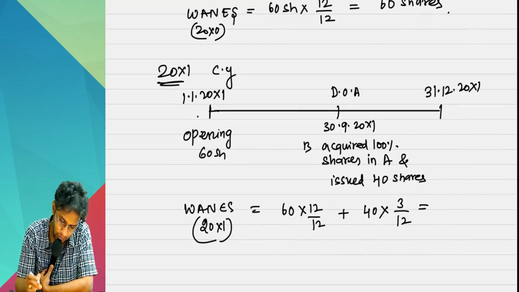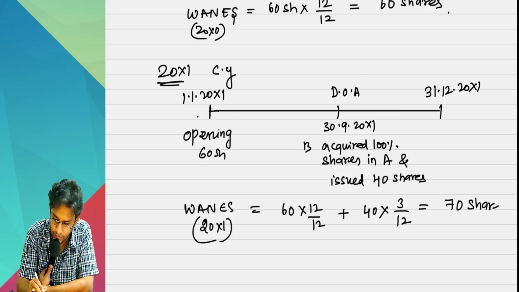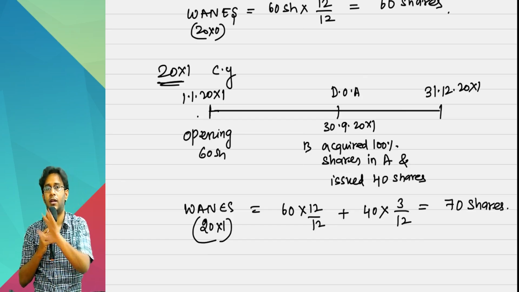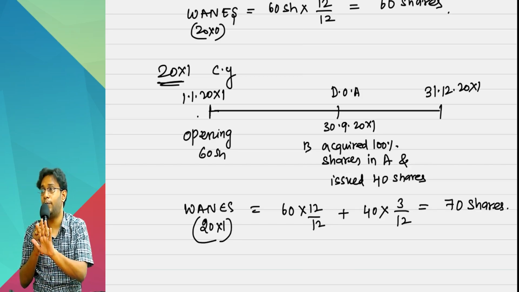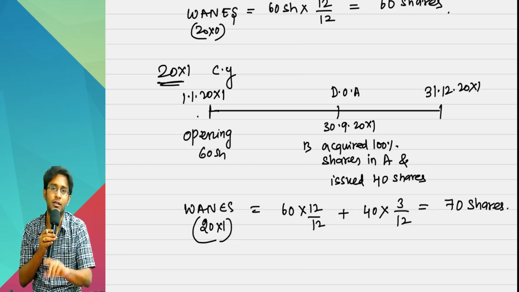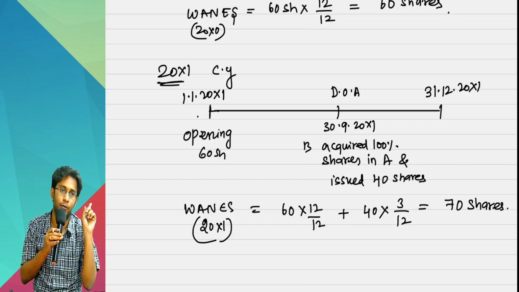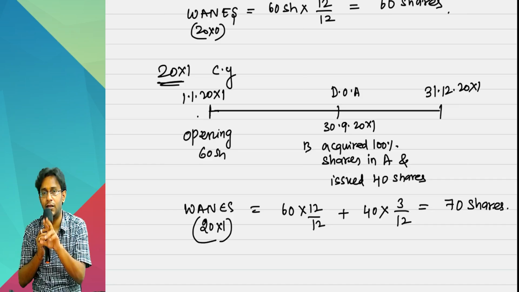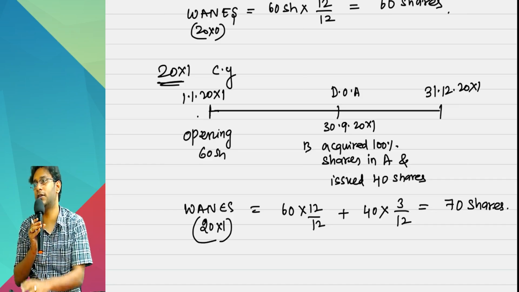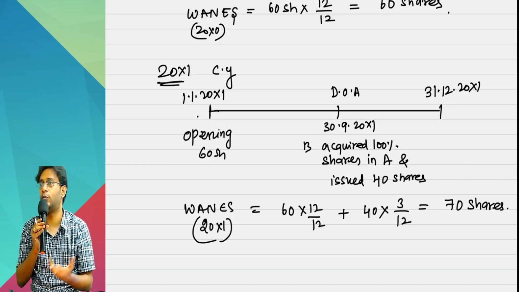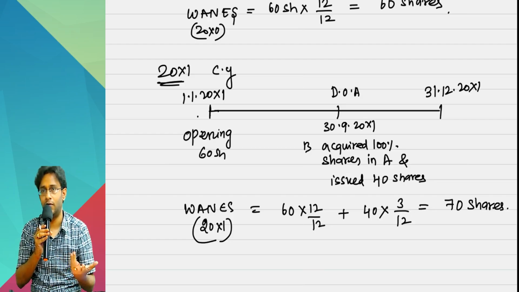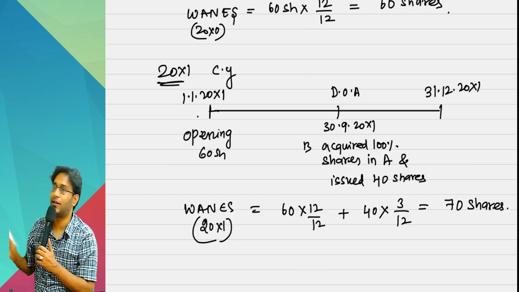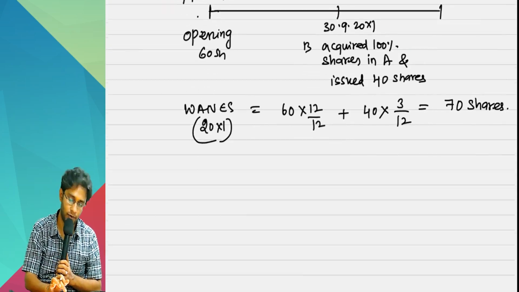Exact 70, yeah? 70 shares. Sir, which company's shares? B Limited's shares. But EPS has to be computed in A Limited books. Now, one share of B Limited is equivalent to how many shares in A Limited? 2.5 shares. So what you do is simply multiply the results with 2.5 and do the EPS.